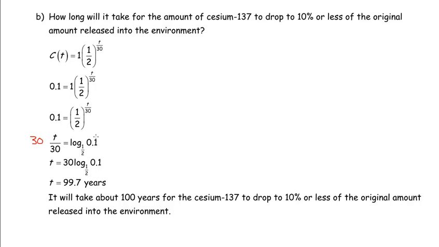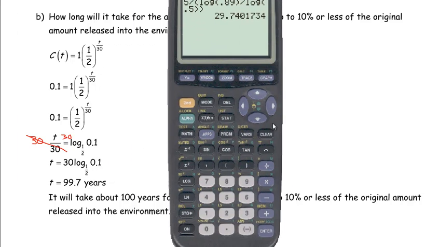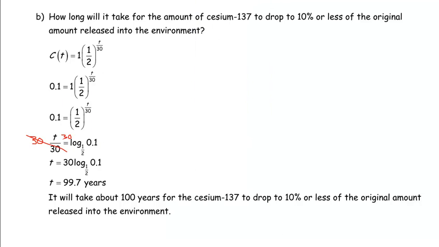Now I don't have much room here, but on the right I'm going to multiply that logarithm by 30. So those will divide out, and so t is 30 times that logarithm. And again, maybe I'll bring my calculator one more time. So 30 times the log of 0.1 divided by the log of 0.5. So 99.7, pretty close to 100 years. So it would take about 100 years for the cesium-137 to drop to 10% or less of the original amount that was released into the environment. And that's the end of the test review.